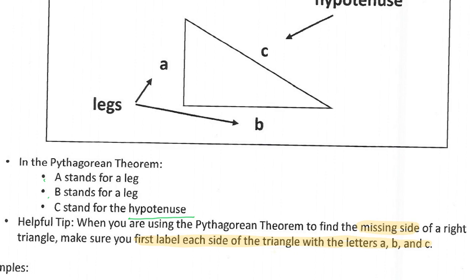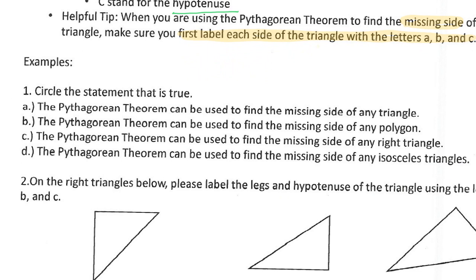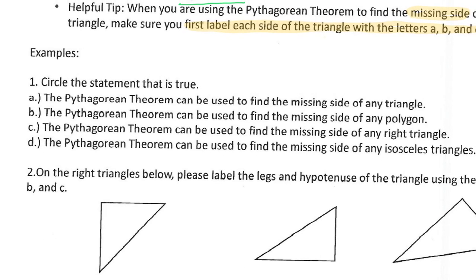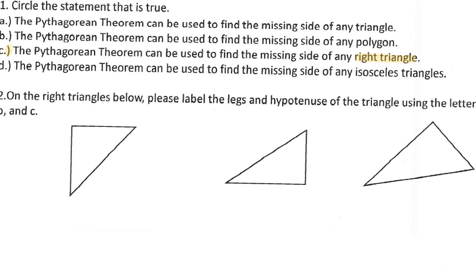All right, so let's talk about this. Circle which statement is true. I want you to pause and circle which statement is true. All right, so hopefully you said C. C is the right answer: it can only be used to find the missing side of a right triangle. It's really important. All right, so let's look at number 2. It says on the right triangles below, so it tells you they're all right triangles.